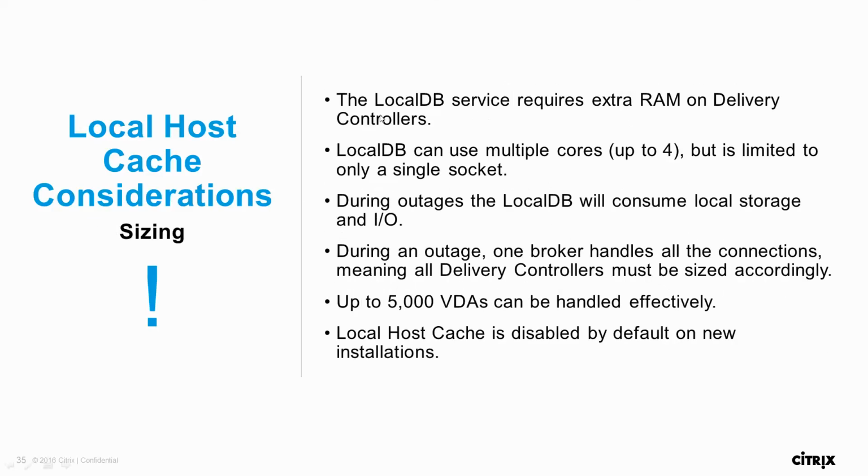The next one: the local DB service requires extra RAM on the delivery controller. Obviously, we are providing our delivery controllers like 8 GB or 16 GB RAM. Even the local database uses up to 4 CPUs that we need to provide. We can provide 4 cores, up to a single socket. I think I already told you this concept before, very clearly: what is the meaning of core, what is the meaning of CPU, what is the meaning of socket. I already explained. Yes or no?